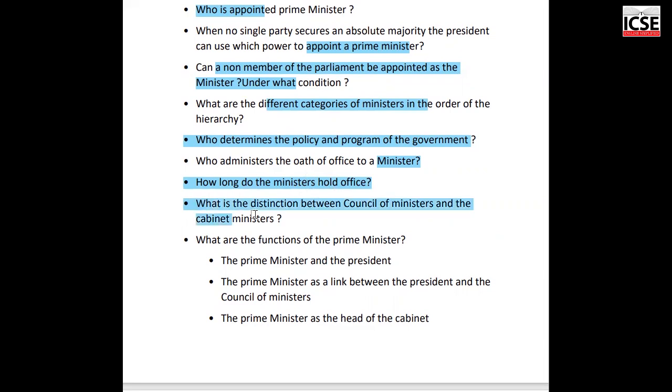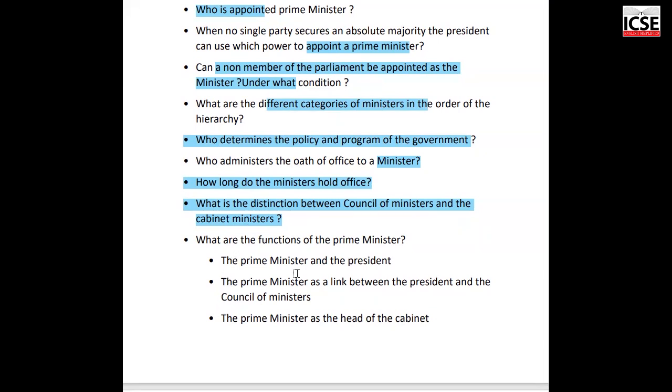Very, very important question. What is the distinction between council of ministers and the cabinet ministers? There's a table, you can write that. If this comes as a long answer. If it comes only for 1 mark, then you can just mention cabinet ministers can give to the president in writing, and then an emergency can be declared. That shows that the cabinet ministers are superior to the other council of ministers.